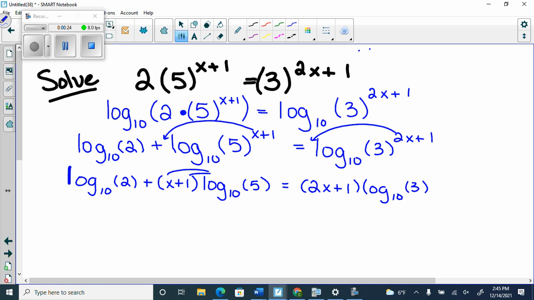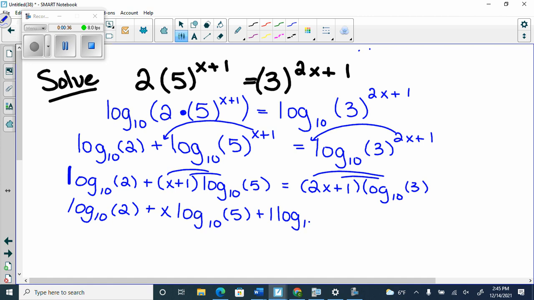Distribute. Log base 10 of 2 plus x log base 10 of 5 plus 1 log base 10 of 5 equals 2x log base 10 of 3 plus 1 log base 10 of 3.